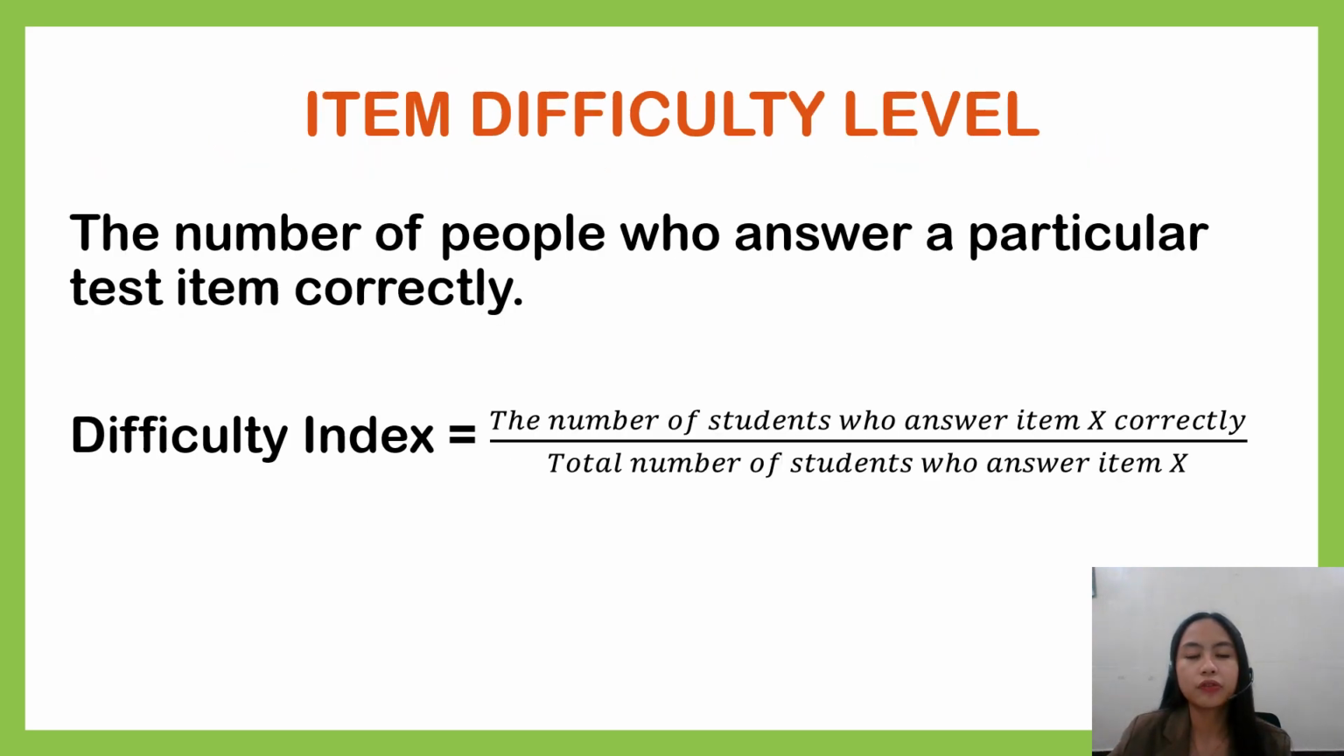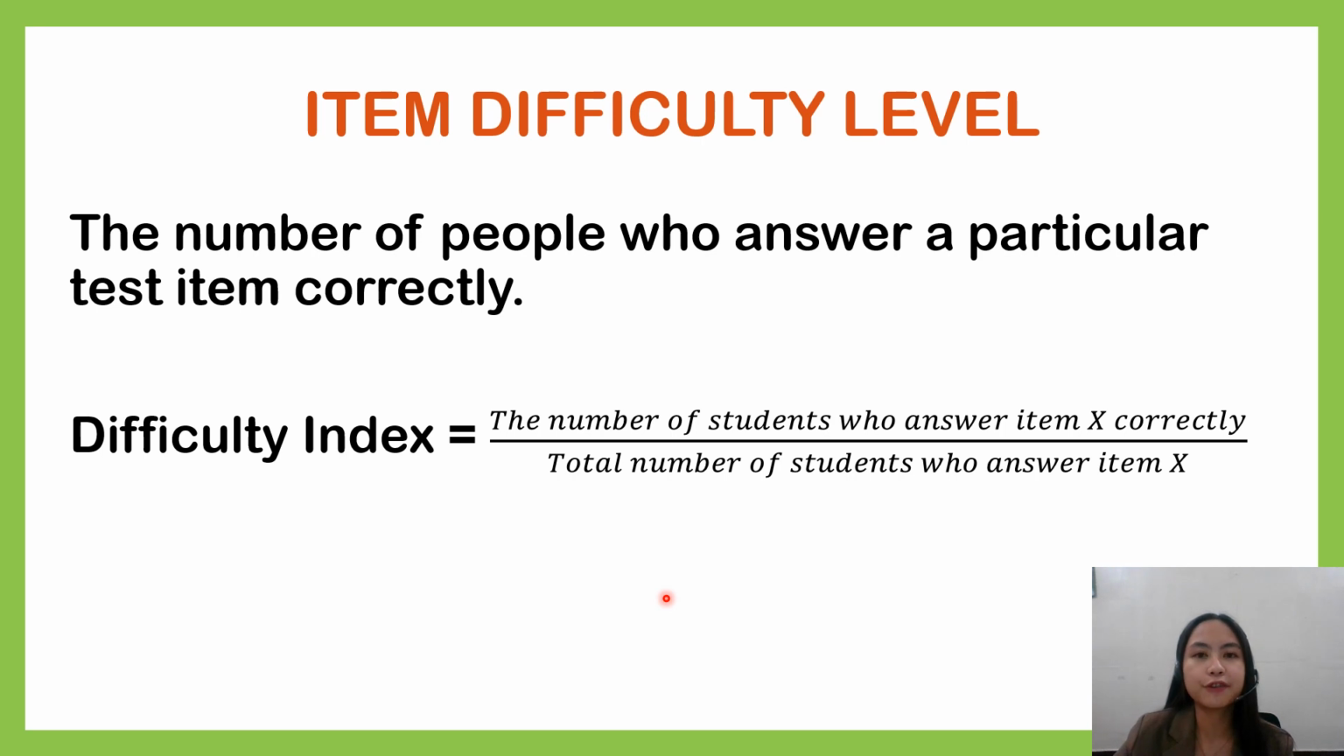So ito item difficulty level, the number of people who answer a particular test item correctly. So kailangan muna nating i-determine kung ilang students, let's say for example, sa item number 1, kailangan muna nating bilangin kung ilang students yung nakatama doon sa item na yon. And then, here's the formula. Difficulty index is equal to the number of students who answered item X correctly over the total number of students who answered item X.